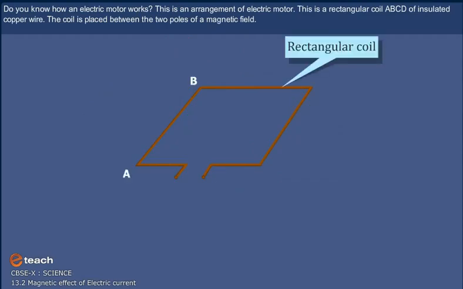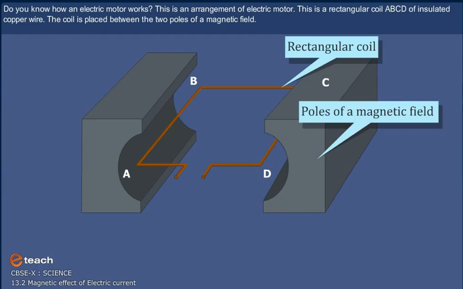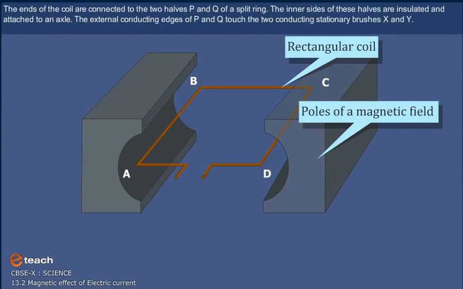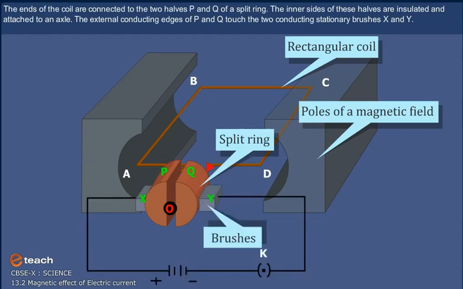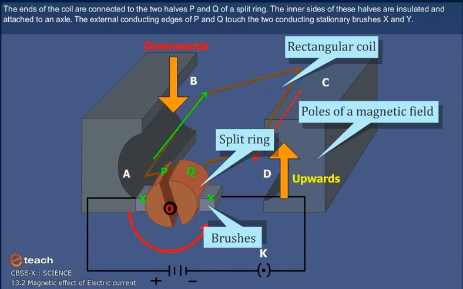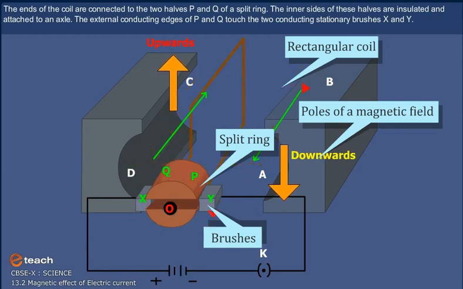This is an arrangement of an electric motor. This is a rectangular coil ABCD of insulated copper wire. The coil is placed between the two poles of a magnetic field. The ends of the coil are connected to the two halves P and Q of a split ring. The inner sides of these halves are insulated and attached to an axle. The external conducting edges of P and Q touch two conducting stationary brushes X and Y.